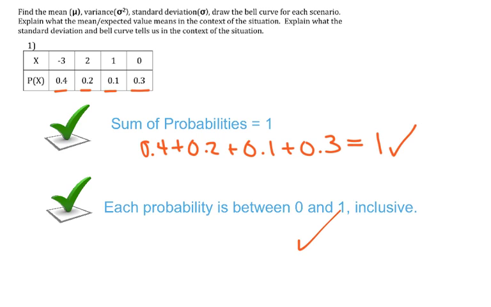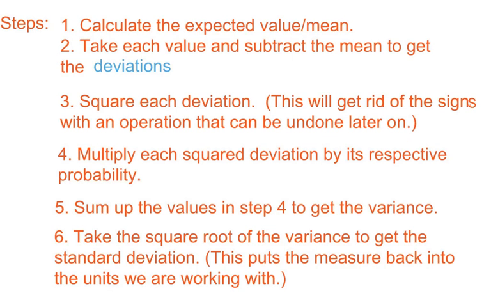So since we have our two conditions satisfied, now we can go ahead and find the mean, the variance, standard deviation, and so on. The steps to calculating the standard deviation for a probability distribution are as follows. I highly recommend that you pause, copy these down, and then press play when you're ready to keep going. So number 1 is to calculate the expected value or the mean for the probability distribution. Number 2, you're going to take each x value and subtract the mean to get the deviations.